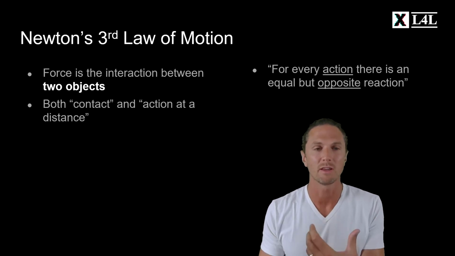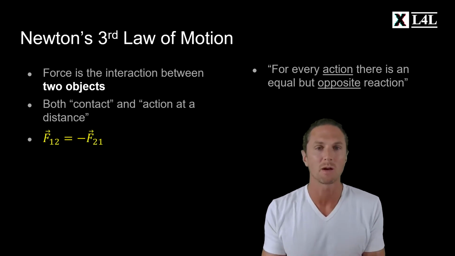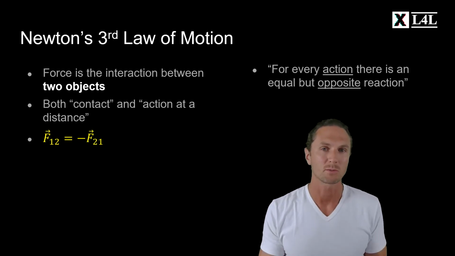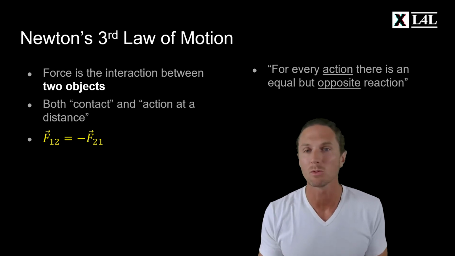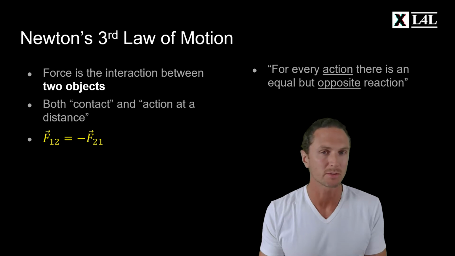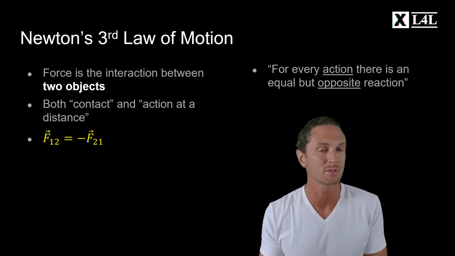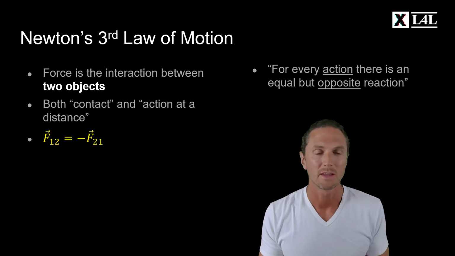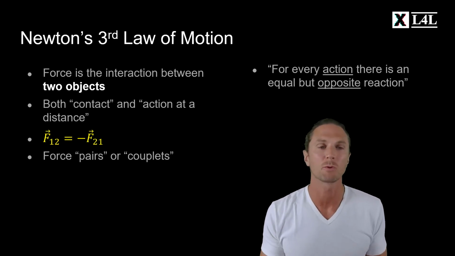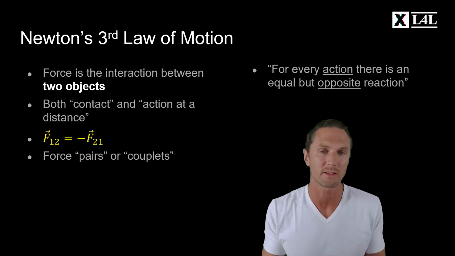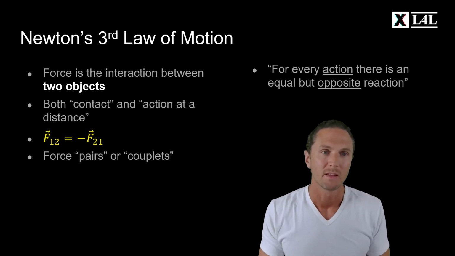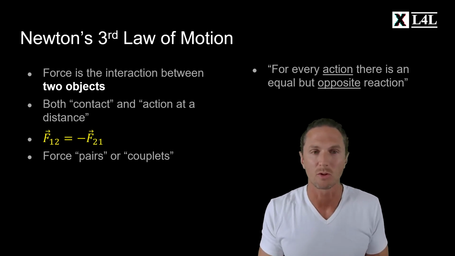So let's say there are two objects that are interacting with a force. The force from object 1 acting on object 2, F1 sub 2, is going to be equal in magnitude but opposite in direction, when we look at it from a vector standpoint, to the force from object 2 acting on object 1. The idea here is that there's always a force pair or force couplet. So for any one force that you're aware of, there's going to be this equal but opposite in direction force that's tied to that other force. That's the force pair, force couplet. That's really what Newton's third law is all about.